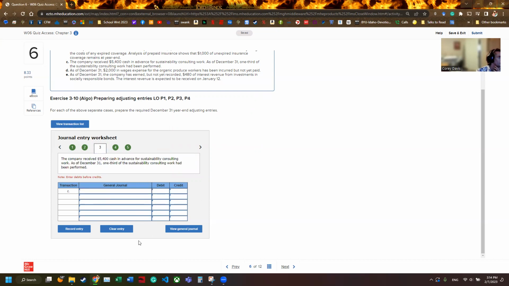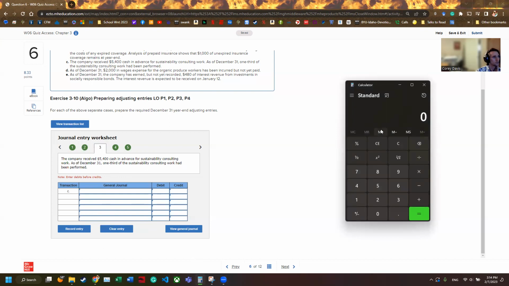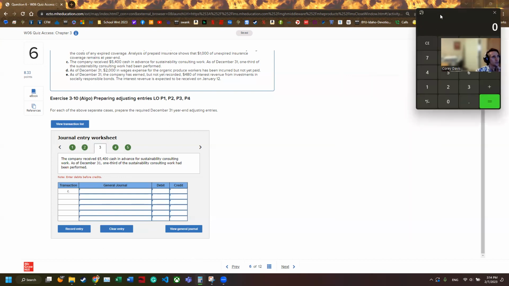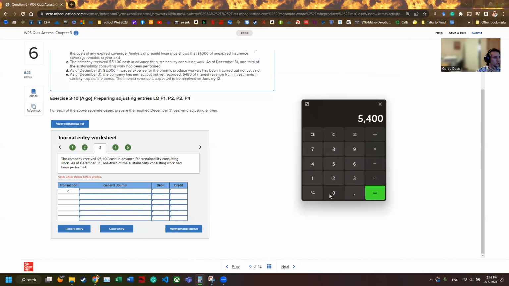For problem 3 here, the company received $5,400 in cash in advance for sustainability consulting work. As of December 31st, 1/3 of the sustainability consulting work had been performed. So I'm going to pull my calculator here. If we have 5,400 and we want to find 1/3 of that, dividing by 3 gives us 1,800. Again, debit always goes first. We really can just put both these numbers in here if you want. Then we have to figure out what we're going to expense here.